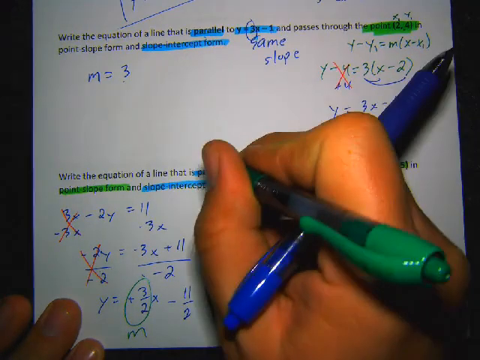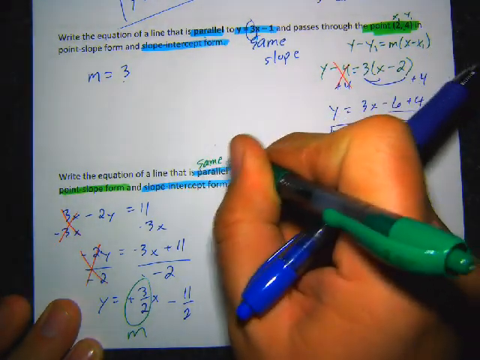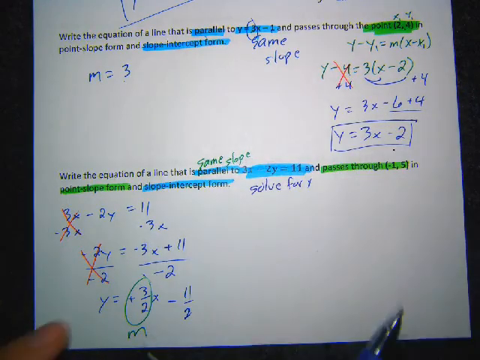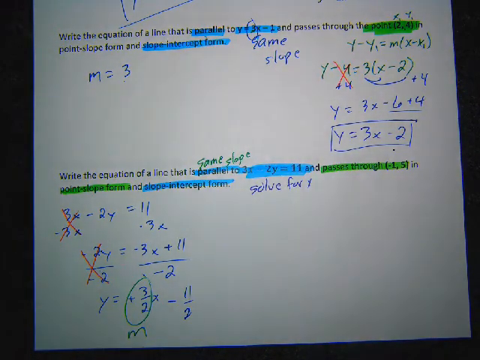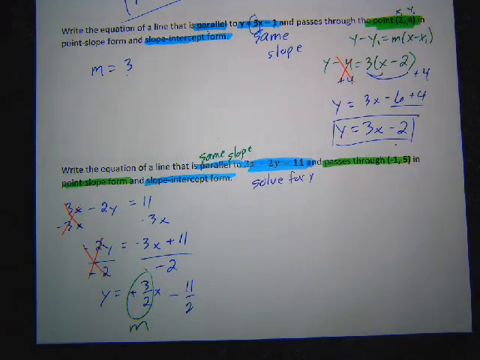Remember that parallel means same slope. So all that work was just to figure out what the slope is. Since they didn't give us a nice version of their line, we had to get our own nice slope-intercept version. Now we can know what the slope is. Now we're ready to use that and go and figure out what our equation is.